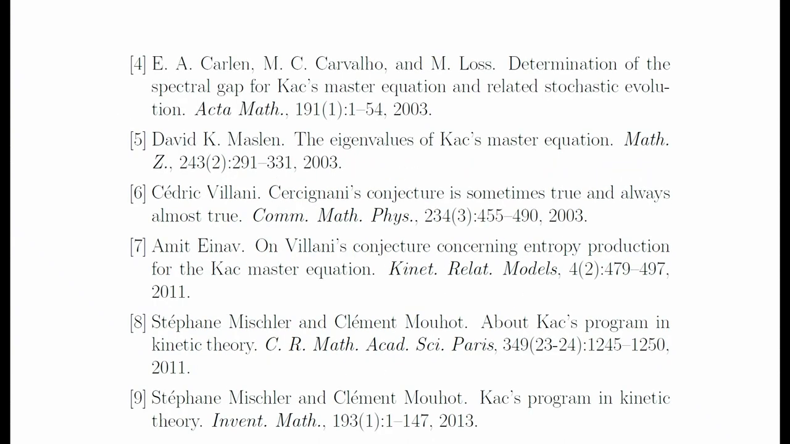Now, this whole thing was then elaborated in a paper in Acta, a long paper where we also compute the gap, or at least prove the Kac conjecture for momentum-preserving collisions. A nice paper is David Maslen's, who really computes much more about the Kac master equation. And many of the things I talked about were, of course, in this beautiful paper of Cédric. And the title is interesting: Cercignani's conjecture is sometimes true and always almost true. Okay. Well, in a way, he's right.